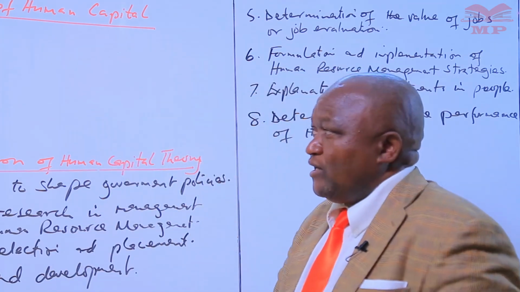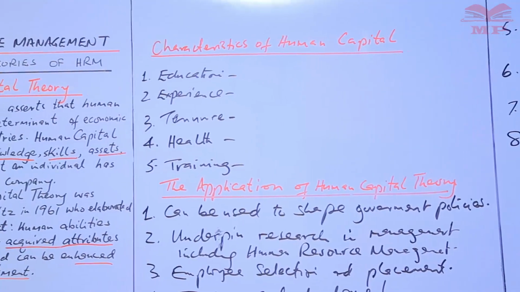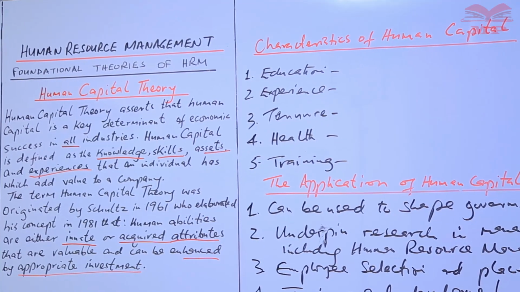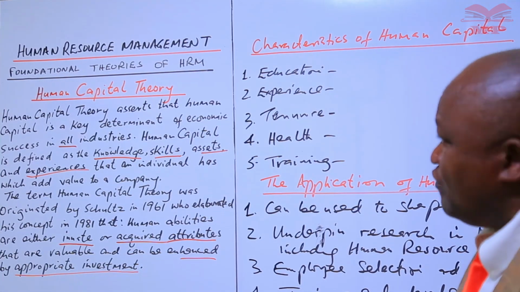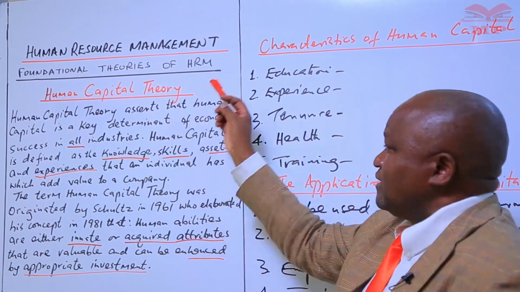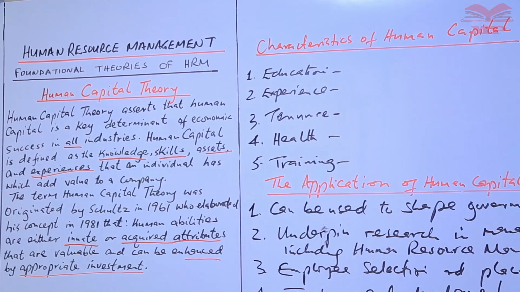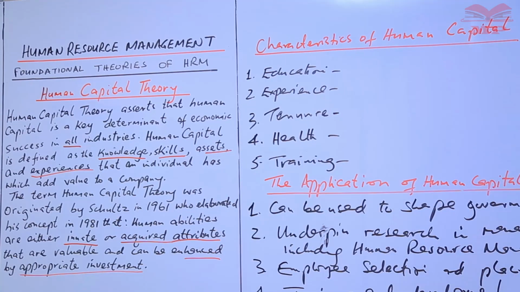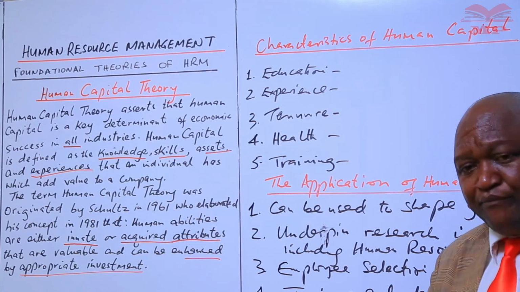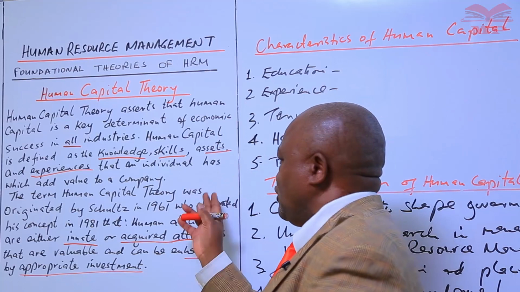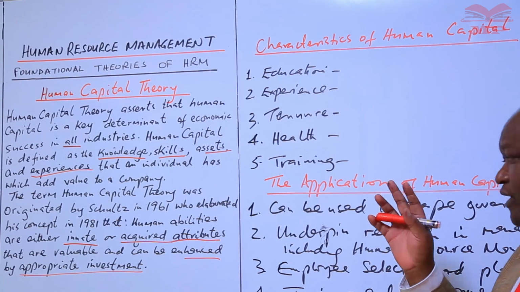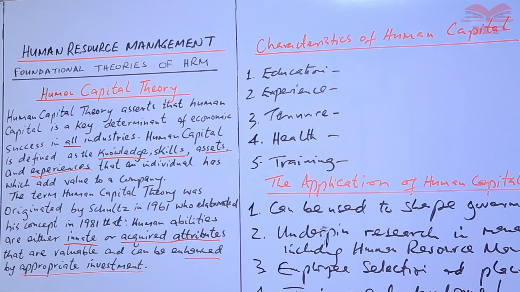So Lana, we are looking at our continuing lessons in foundational theories of human resource management, and we have looked at the human capital theory. We have indicated that the theory asserts that human capital is a key determinant of economic success in all areas of operations. Human capital is defined as the knowledge, skills, assets, and experiences that an individual has which add value to a company or an entity. The term human capital theory was originated by Schultz in 1961, who elaborated his concept in 1981, that human abilities are either innate or acquired attributes that are valuable and can be enhanced by appropriate investments.